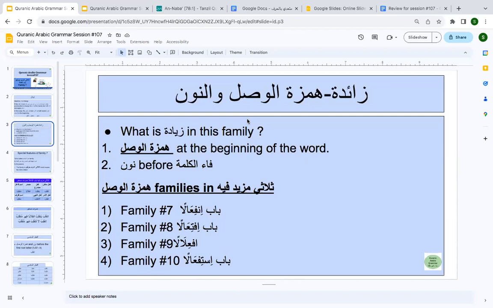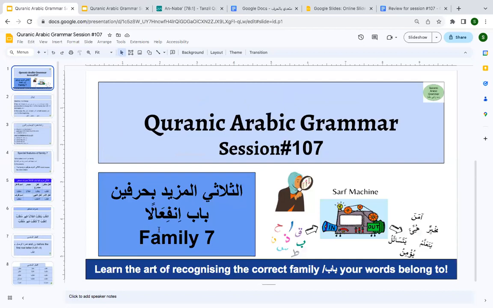Okay. Good. So now we are going to learn a family, Infialan, a family that has Hamzatul Wasal. There are multiple families that are going to be taught to you that have Hamzatul Wasal in the beginning. This family has Hamzatul Wasal as ziyada, and also a noon that is ziyada. Can you see this masdar? And who can tell me what is ziyada in this word, Infialan?